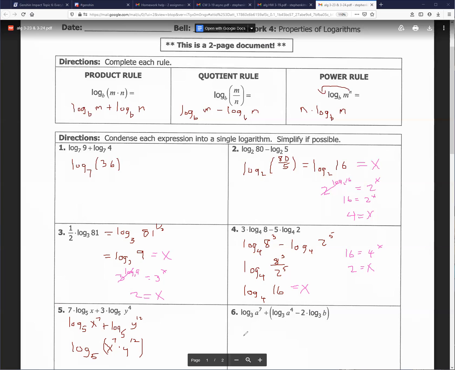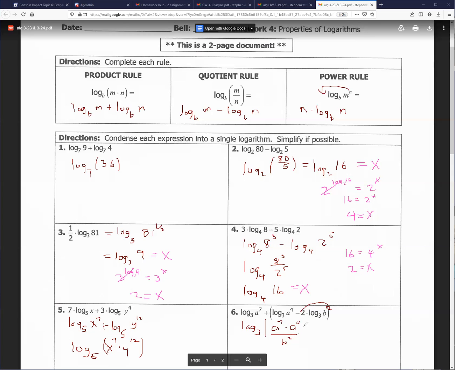And then they decide they're going to make it look icky. All right, fine. So, you know what? These parentheses are completely superfluous. We can ignore them. So log base 3 of a to the 7th times a to the 4th divided by, now this comes up here as a power, mind you, divided by b squared.